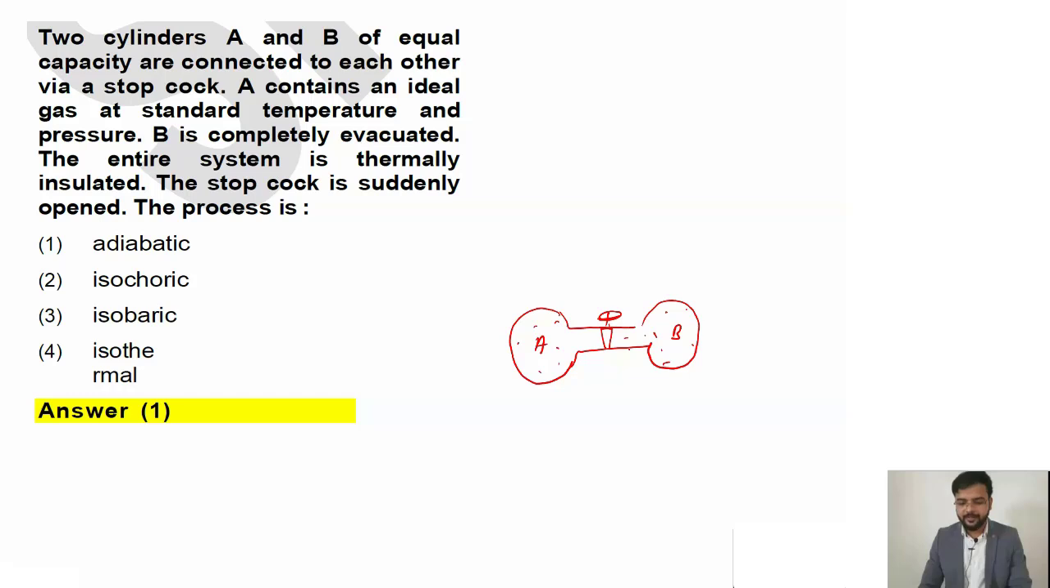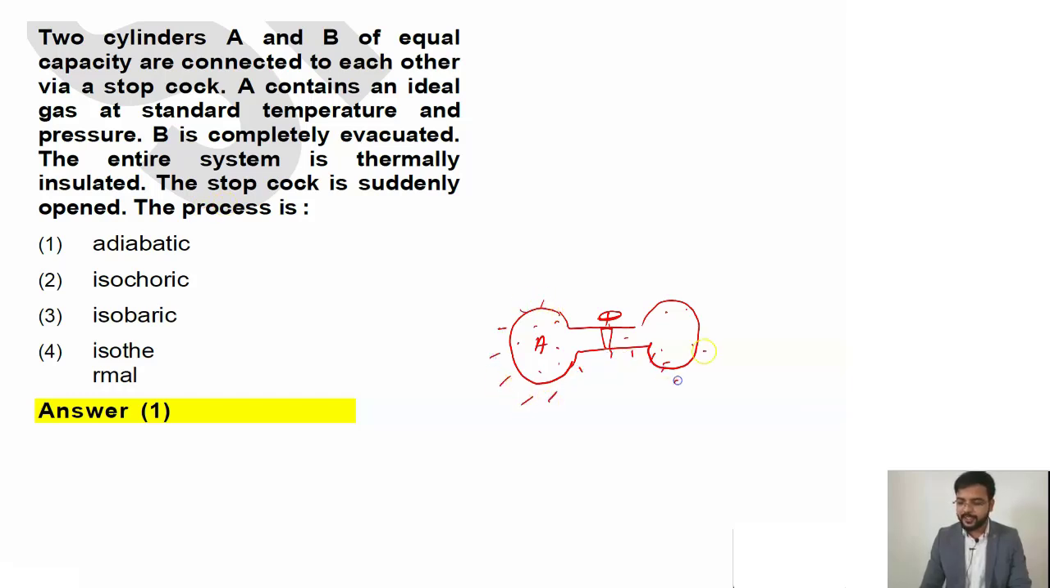B is completely evacuated. Inside the B, the gas is not present. The gas is present only inside the A here. Okay, so A contains ideal gas, B is completely evacuated. The entire system is thermally insulated, and this system is thermally insulated.